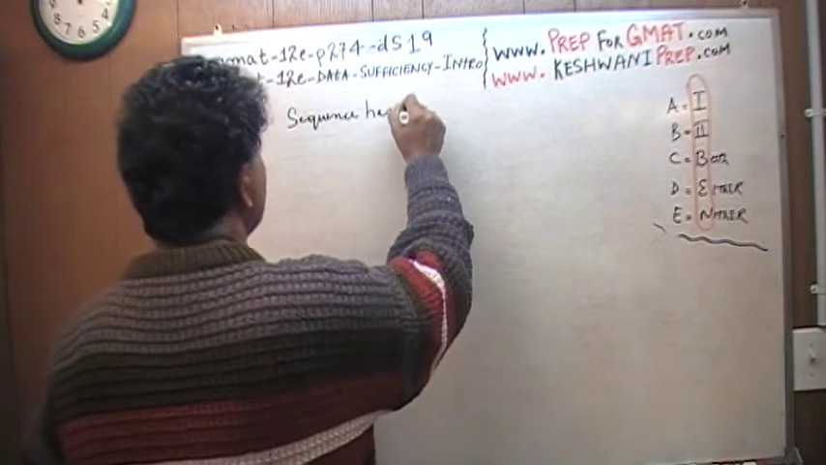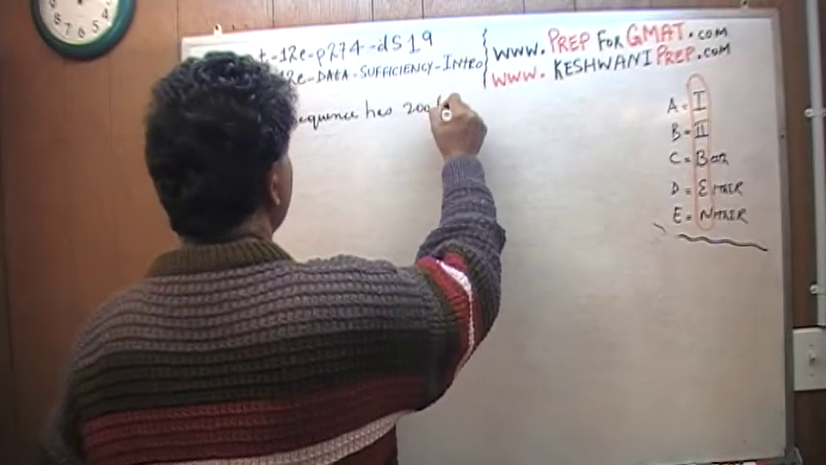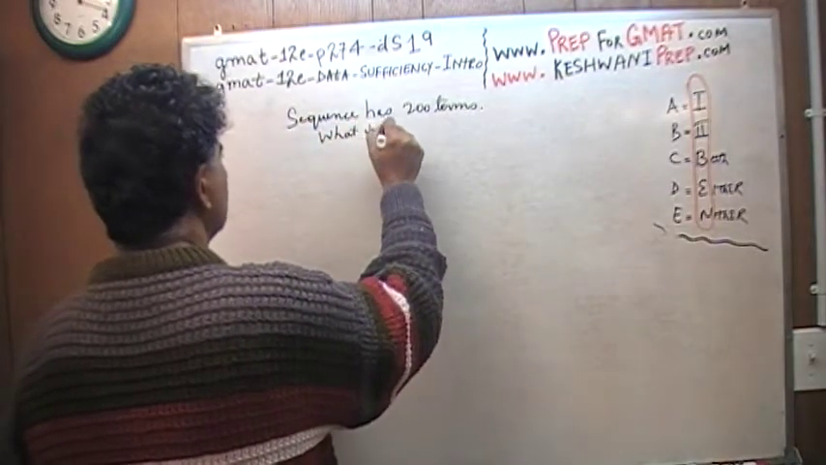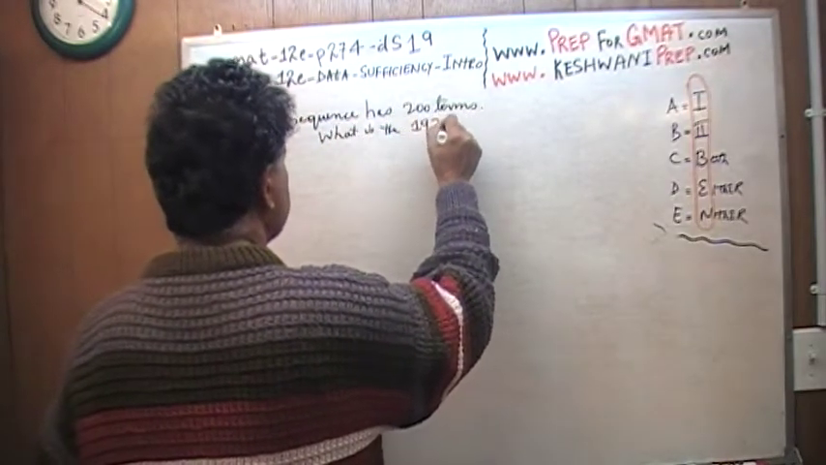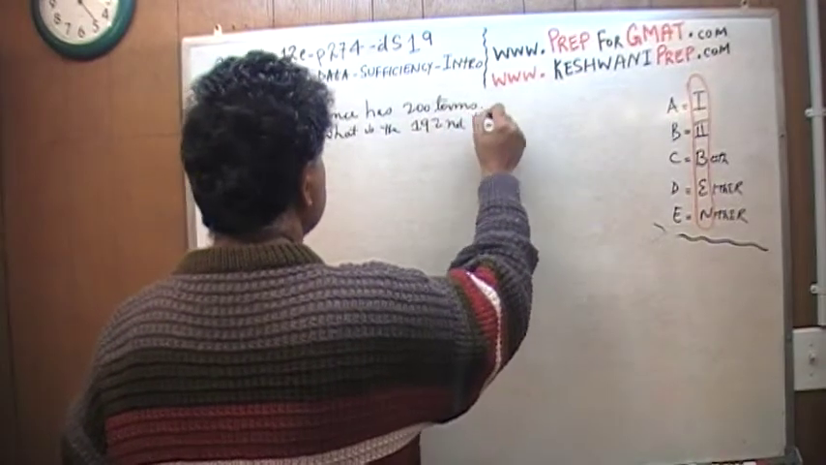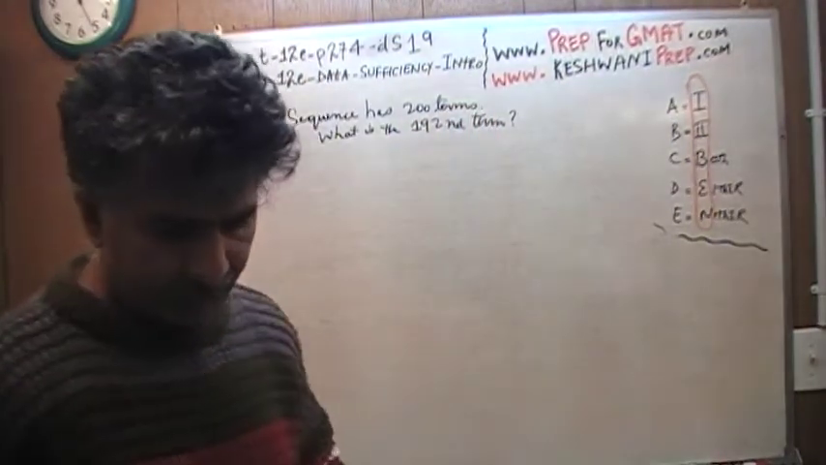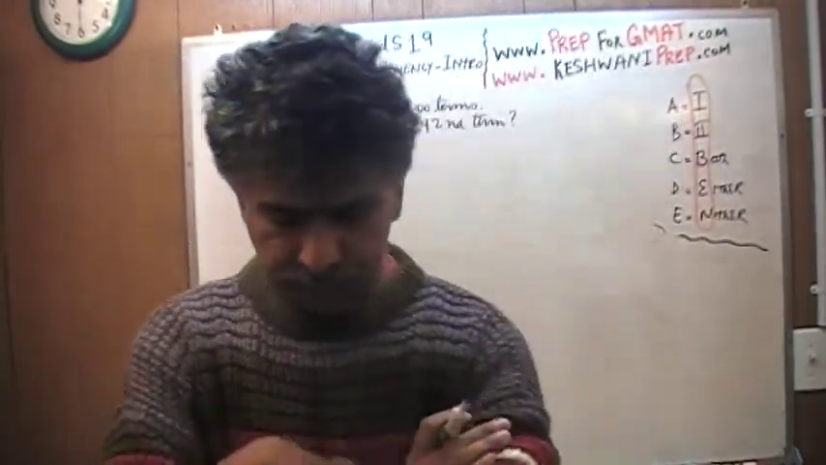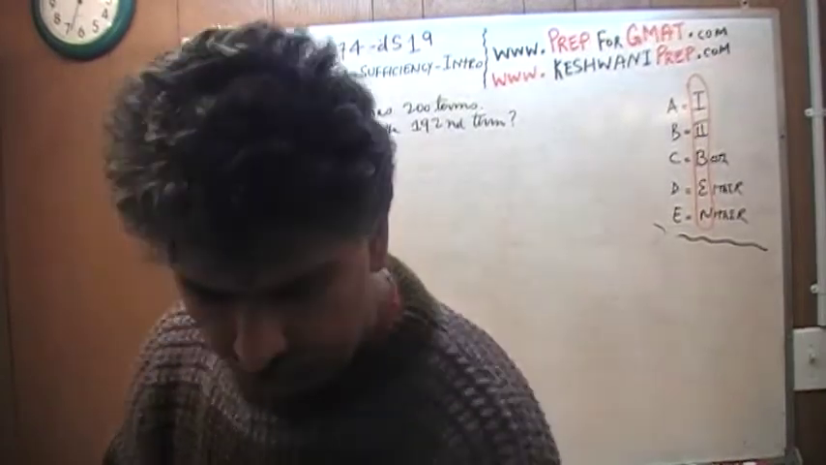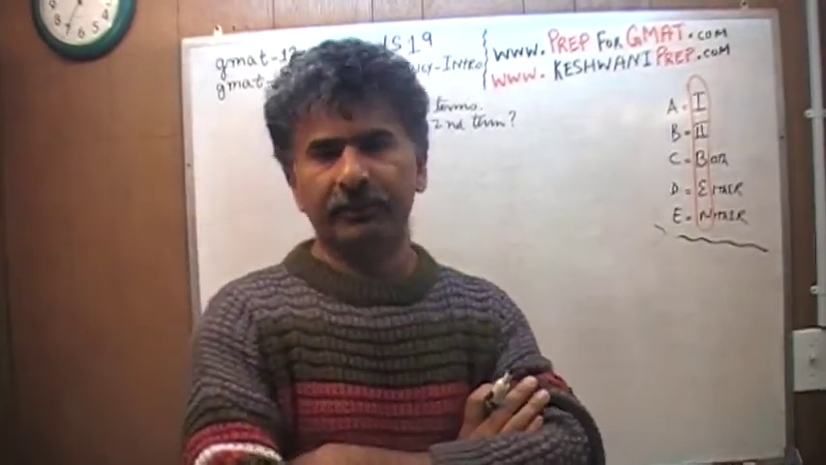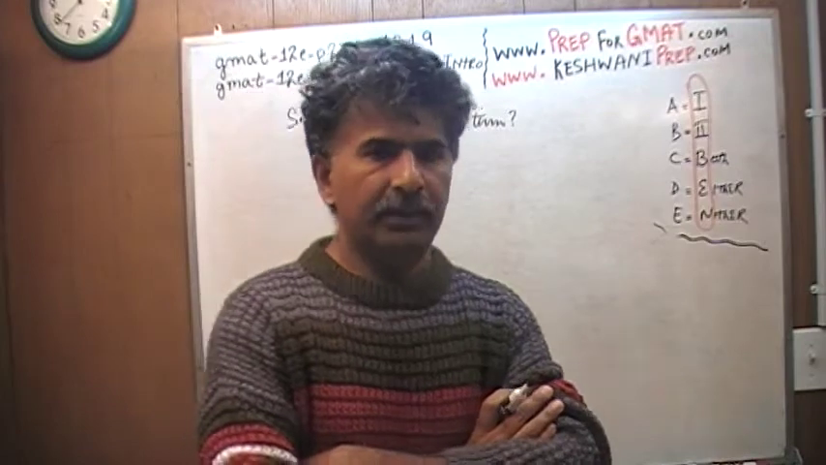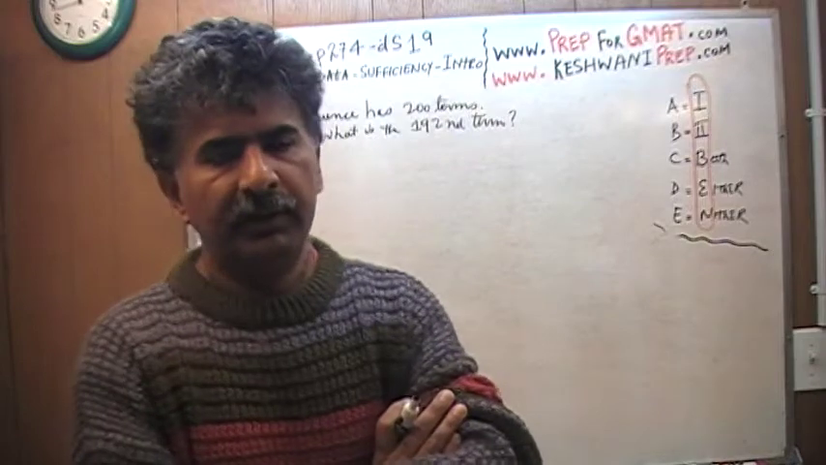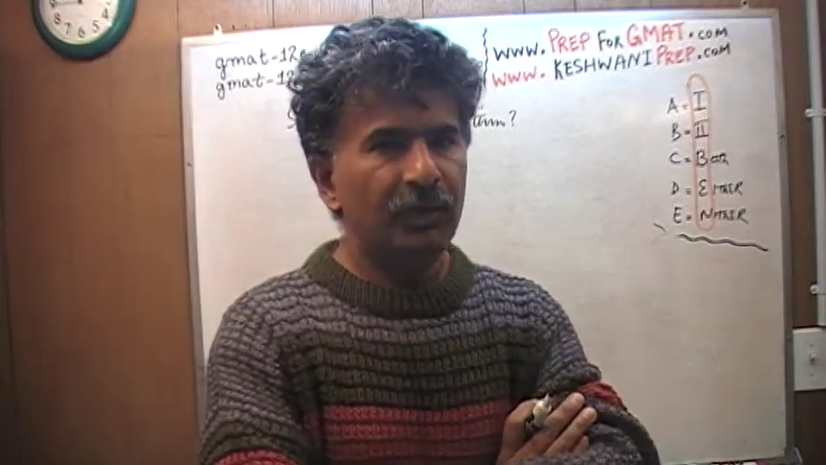A sequence has 200 terms. What is the 192nd term? Well, what is a sequence, first of all? A sequence, for those of you who might be rusty on this, is simply a series of numbers. It does not need to have a pattern, contrary to what most people might believe just because they hear the word sequence. It does not need to have any rhythm or rhyme.